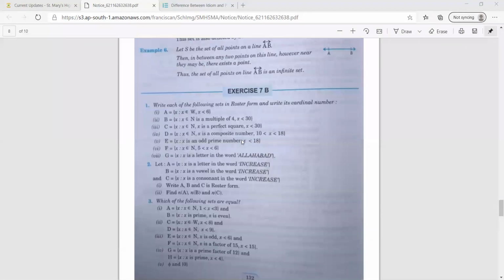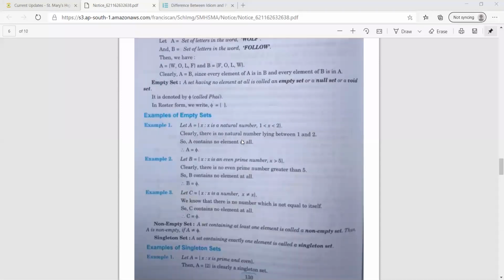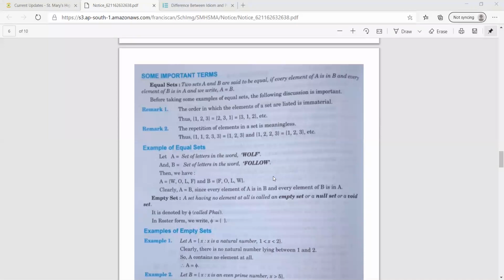If you want a quick revision, we can look here. It is on page number 130. Yeah, equal sets. Two sets are equal if every element of A is in B. Means whichever elements the set A is having, it will be there in B. And every element of B is there in A. So all the elements of B are there in A. Then we can tell A is equal to B. Okay. Now I just told you the order in which elements are listed is immaterial.